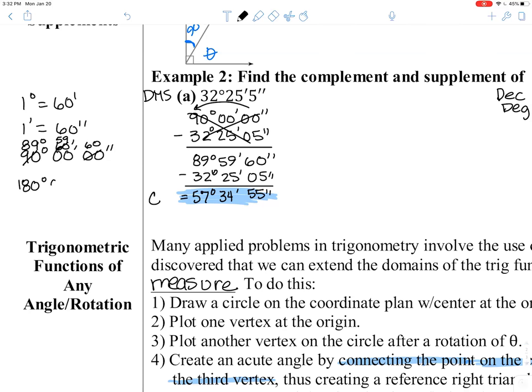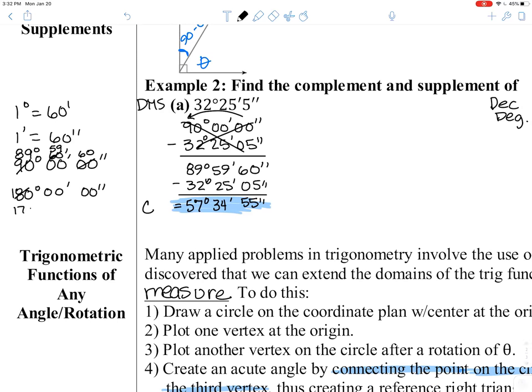Now, with 180 degrees, when you go to find your supplement, if you want to change that into degrees, minutes, seconds, you borrow from 180 degrees and you borrow from 60 minutes to get 60 seconds. Well, I'm really having trouble here getting my marks right. So 180 degrees is the same as 179 degrees, 59 minutes and 60 seconds. So we'll start with 179 degrees, 59 minutes and 60 seconds, and subtract 32 degrees, 25 minutes and 5 seconds.